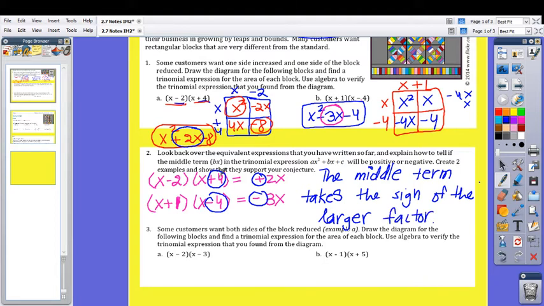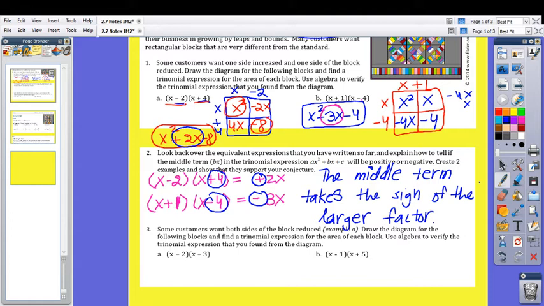So in this case, it was 4 that was greater or larger, so because it's positive, that's why your middle term is positive. And in this one, 4 was negative, which was greater than 1, so that's why we got negative. Okay.